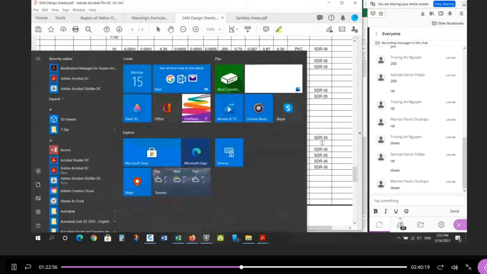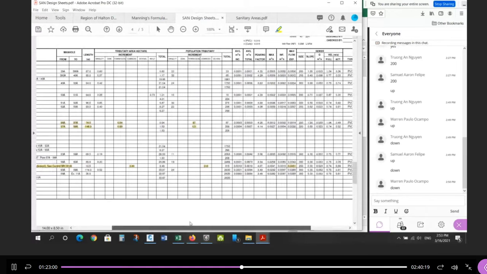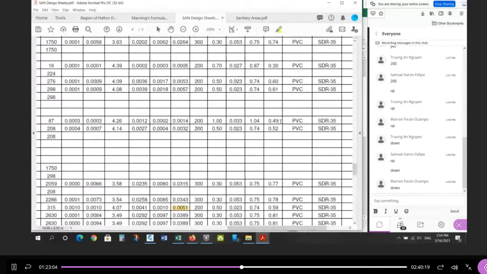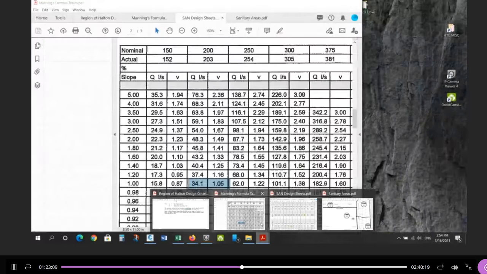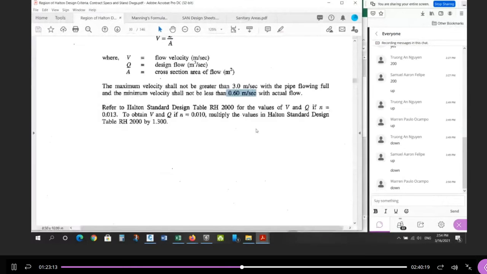If you look at the actual velocity, especially at the dead end of the system, this pipe, these two, this is the dead end of a system, the two top pipes. If you look at the actual velocity, I've got 4.9 and 5.2. Much less than the standard, which is 0.6. And it's very, very difficult to achieve.